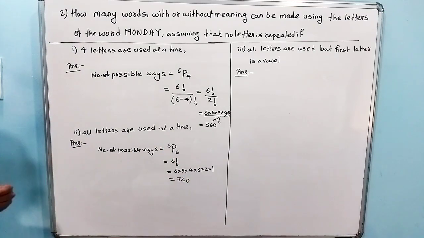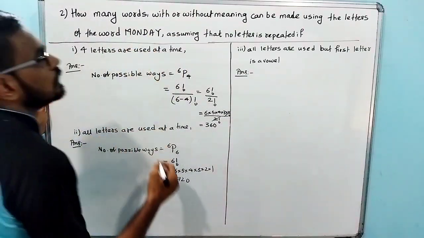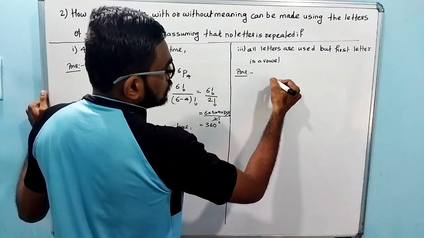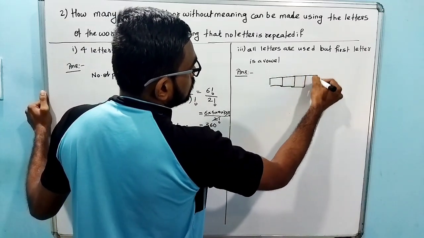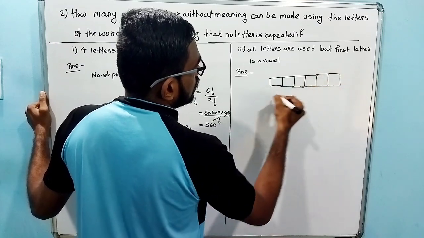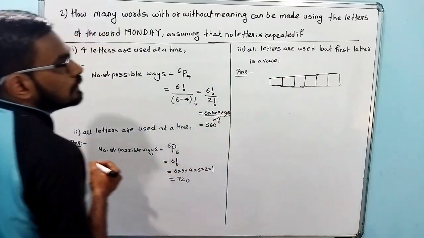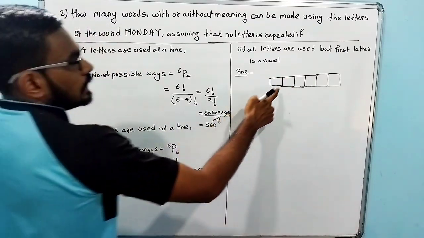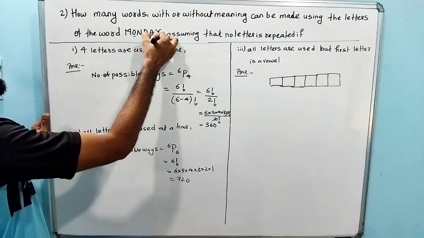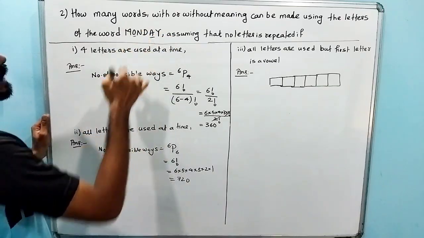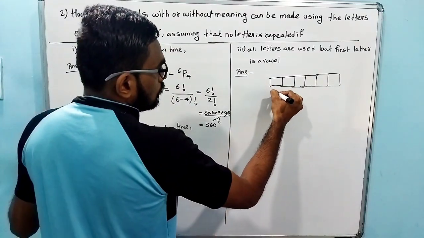Okay. Third, all the letters are used, but first letter is a vowel. Okay. So now we'll see this. See, all the letters we are using. So 6 letters we have. So I'll just do it like this. So we have 6 places now. Okay. First letter is a vowel. Means first letter. How many possible ways can we take the first letter now? See, how many vowels are there? This and this and this. Okay, O and A. So there are 2 ways in which we can fill the first place, O and A.